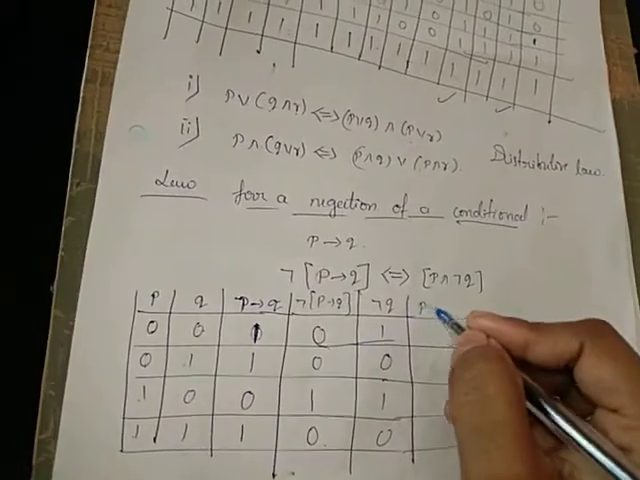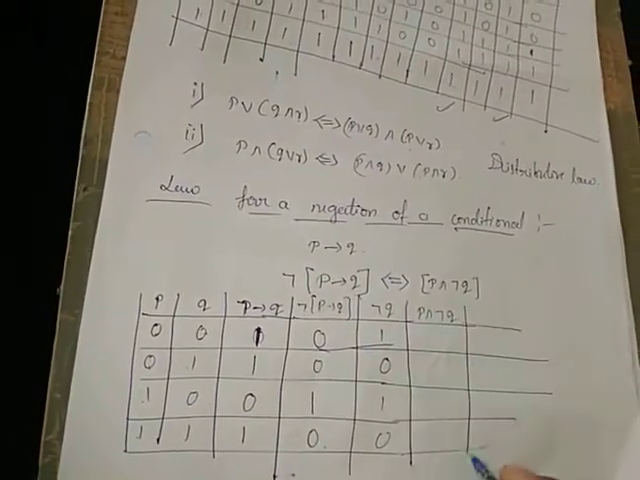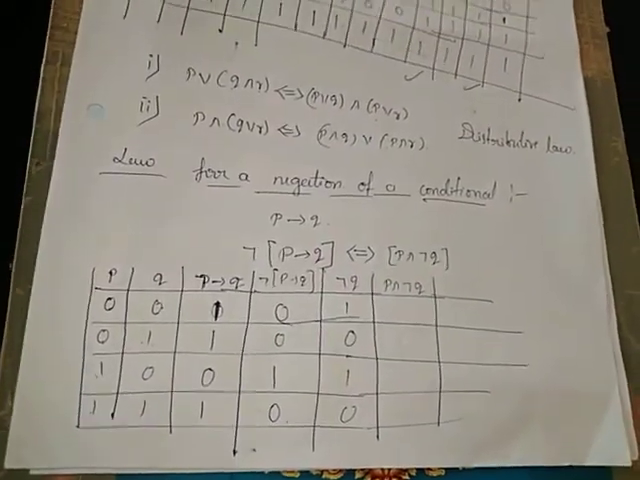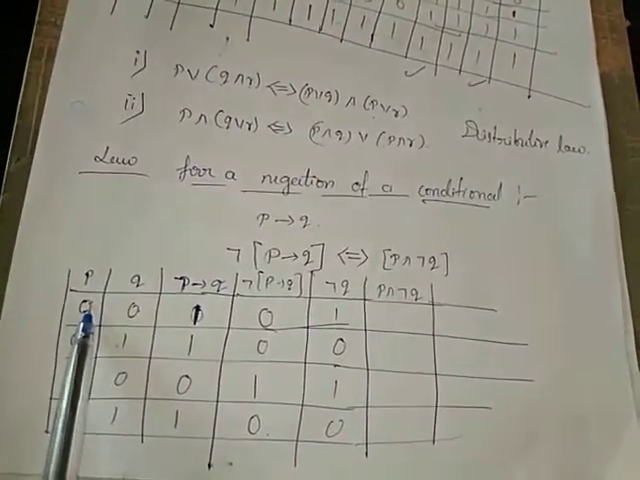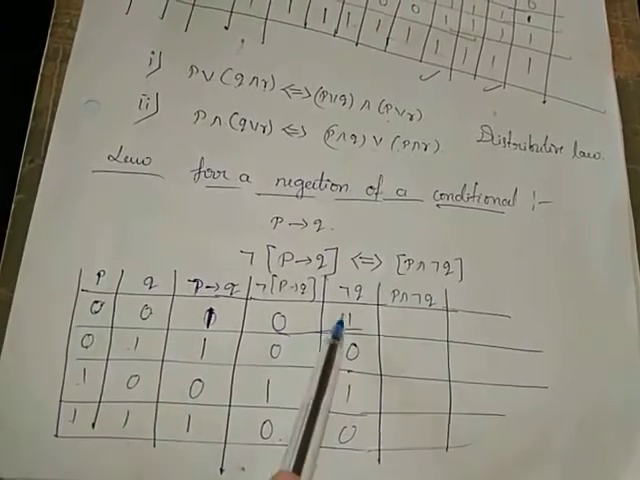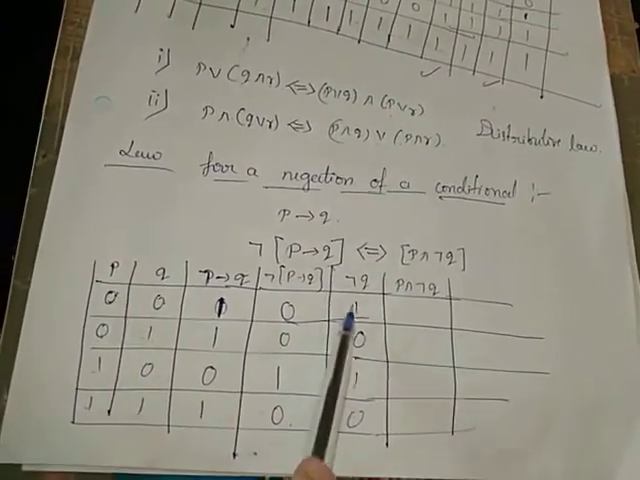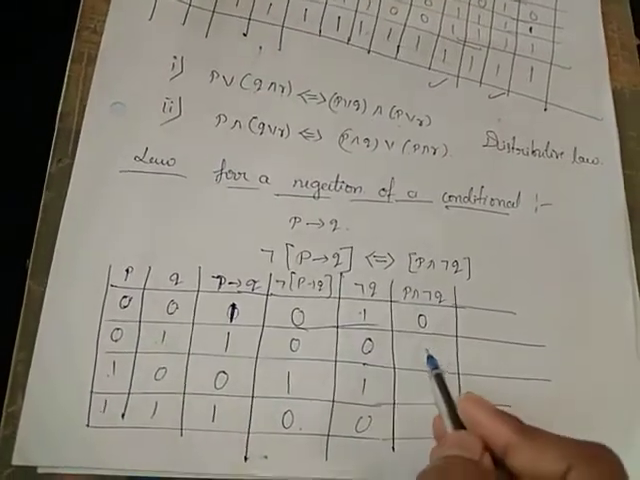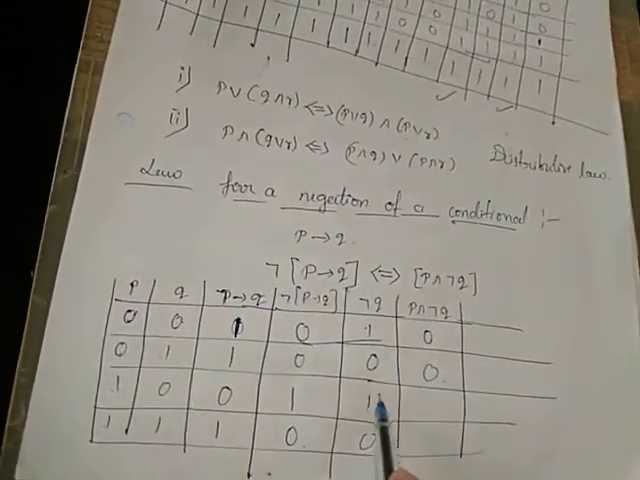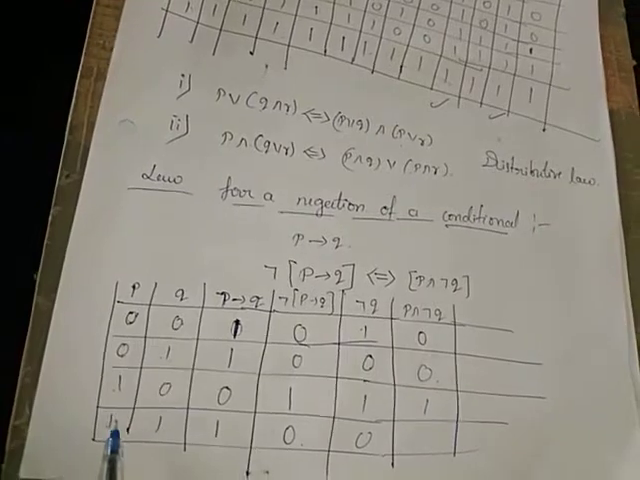Now, P and negation of Q. 0 and 1 is 0. 0 and 0 is 0. 1 and 1 is 1. 1 and 0 is 0.